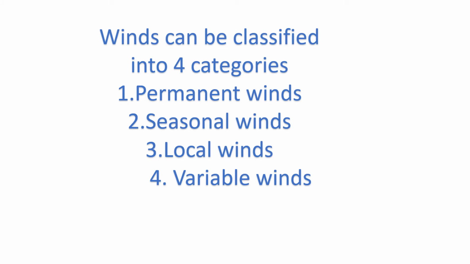And the third one is local wind. Local winds are confined to a small area and have certain characteristic features of their own. An example of local winds is Loo, which is a hot, dry wind in the northern plains of India. And the fourth one is variable winds. These winds occur when cold air meets warm air. Their occurrence varies with the time and place. Cyclones and anticyclones are the examples of such winds.